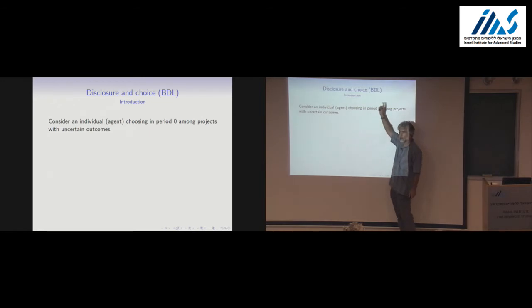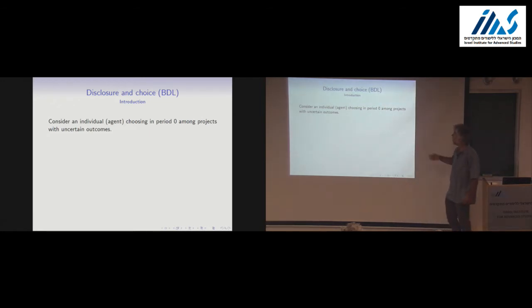Okay. Now I'm going to talk about a paper. BDL will refer to Ben Porath, Dekel, Lipman, a paper with Bart and Elchanan, which is another example of the effect of introducing strategic disclosure. But we're going to add, in addition to the strategic disclosure, a strategic choice of what project to invest in.